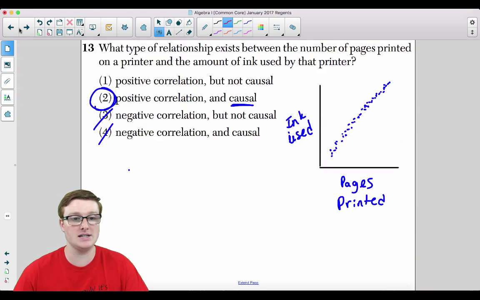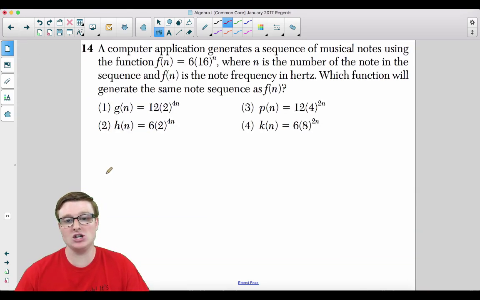All right, moving on, number 14. A computer application generates a sequence of musical notes using the function f of n equals 6 times 16 raised to the n power, where n is the number of the notes in the sequence and f of n is the note frequency in hertz. Which function will generate the same note sequence as f of n?